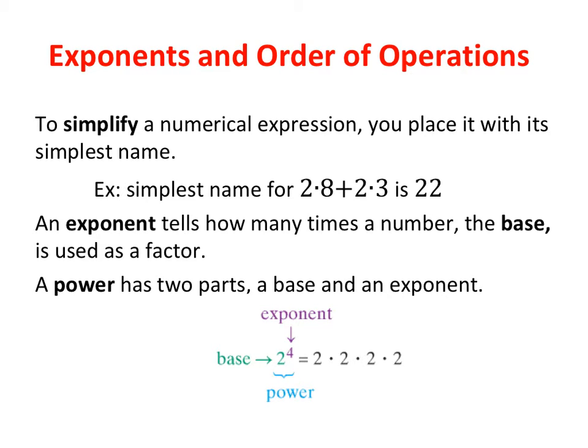An exponent tells you how many times a number, which is the base, is used as a factor. And a power has two parts, a base and an exponent. So down below we have the example of 2 to the 4th. The whole term, 2 to the 4th, is considered a power. The small number, the exponent of 4, is on the 2, and the 2 is the base. So 2 to the 4th means that we have 4 2's, or 2 times 2 times 2 times 2.